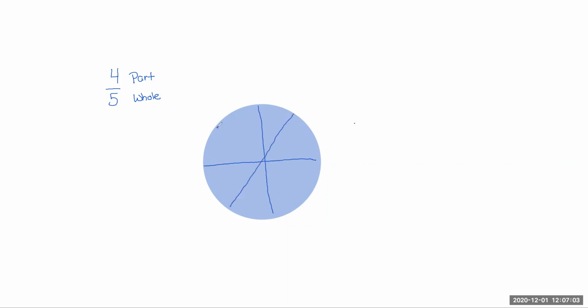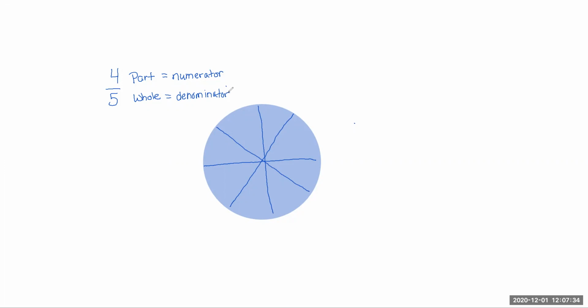When we talk about fractions, we have the top part, which is called the numerator. And we have the bottom part, which is called the denominator. Kind of sounds like Terminator. When we look at this, the numerator is the part and the denominator is the whole.